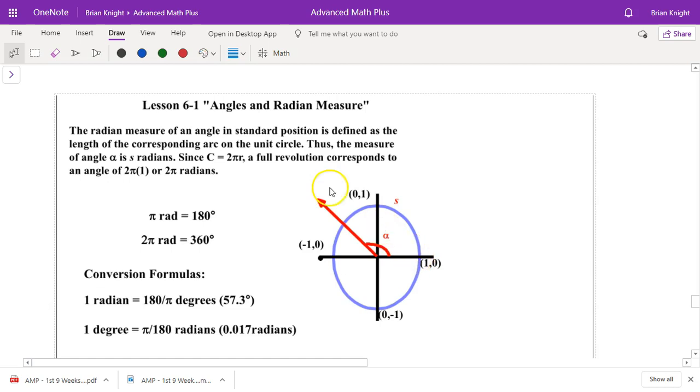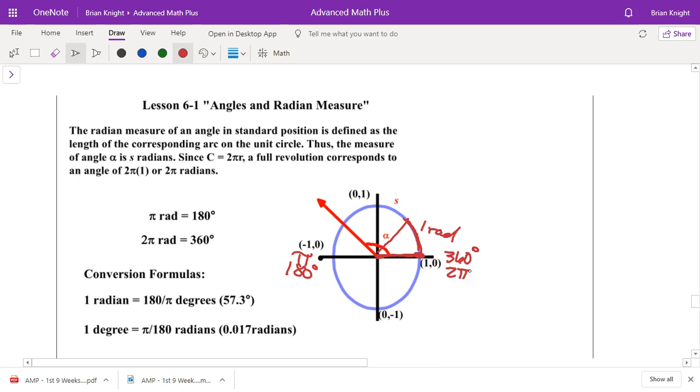Basically, they take the radius of the circle, the radius from there to there, and they extend it on the circle, and that would be 1 radian. So you do that two more times, you get to 3 and a little bit more, which is pi. Okay? 180 degrees is pi radians, which means 360 degrees is 2 pi radians.